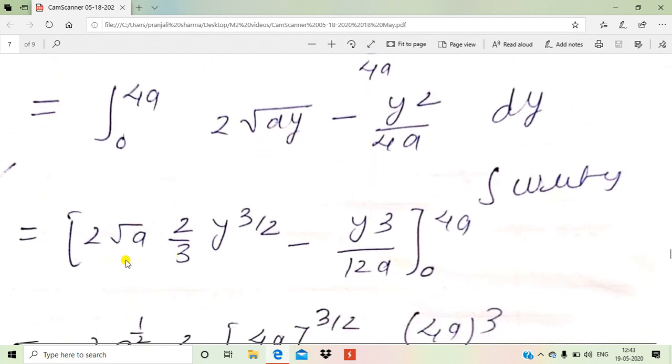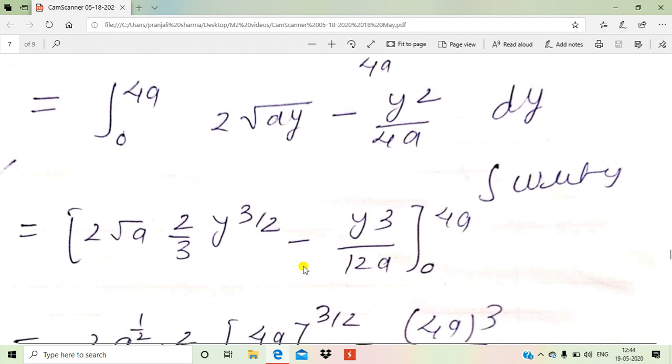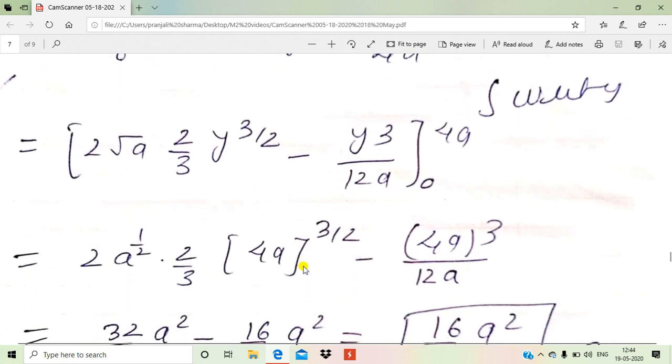So the integration will be 2 into root over a, which is a constant, and the integration of root y will be 2 by 3 y to the power 3 by 2, and the integration of y square by 4a will be y cube upon 12a, since the integration of y square is y cube by 3 and 1 by 4a is a constant. The limits are from 0 to 4a. So we apply upper limit as 4a and lower limit as 0, and we can see that the lower limit gives 0.